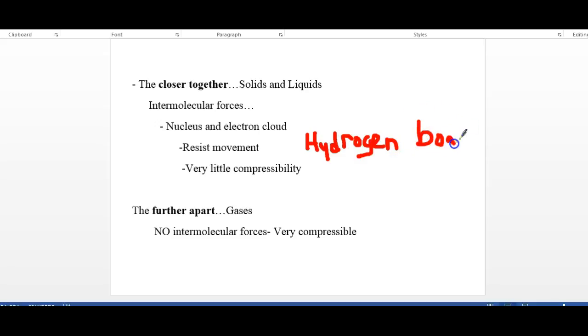And this one really, if you know anything about DNA, it's what holds DNA together. A good example of this is water, or H2O. So you have hydrogen, and it's attracted to oxygen. These are covalent compounds. They share electrons.